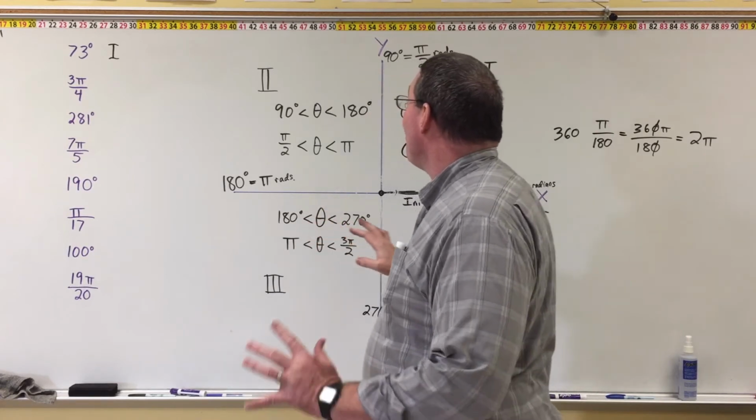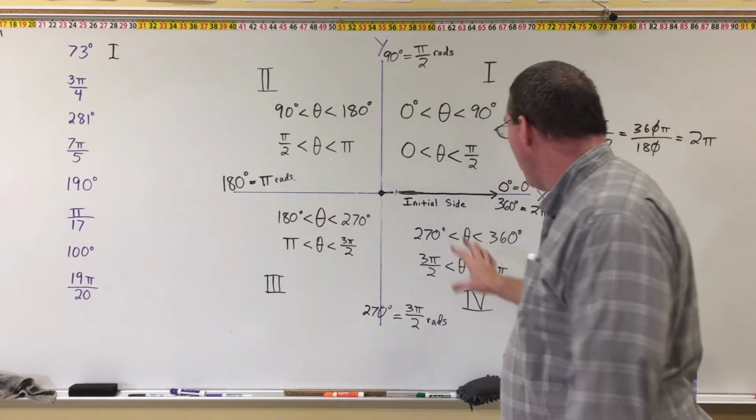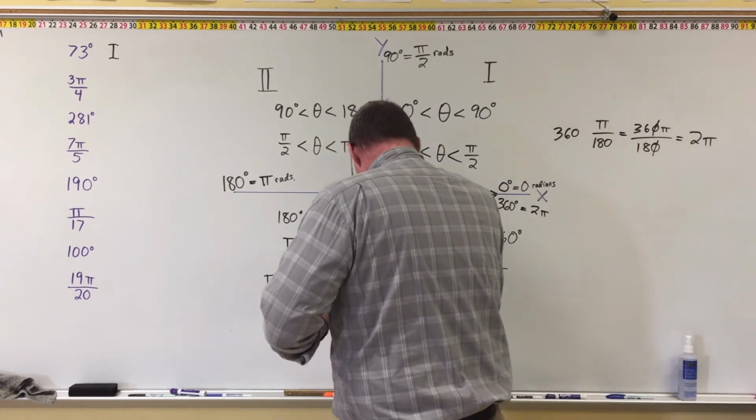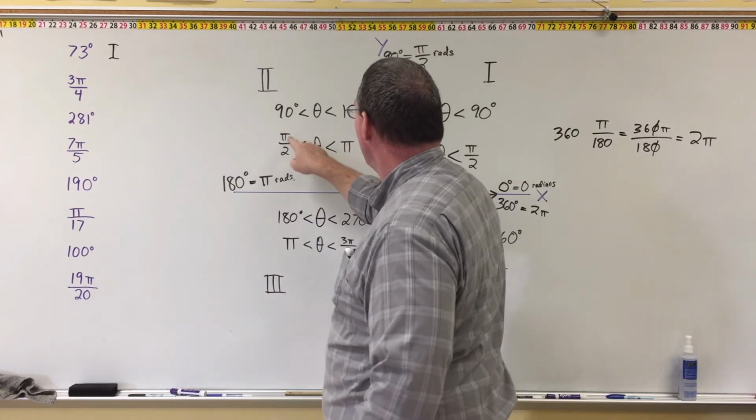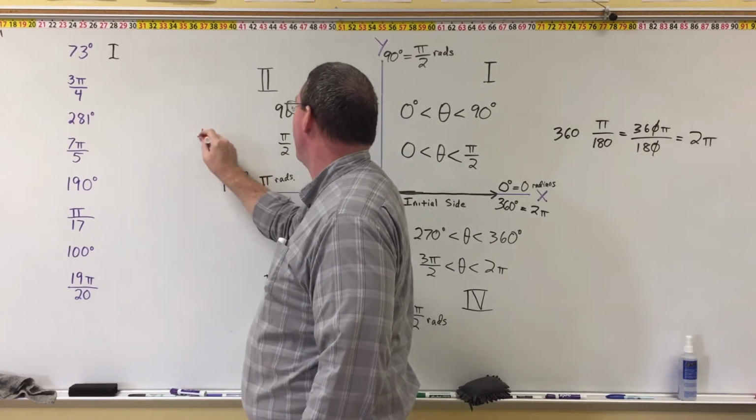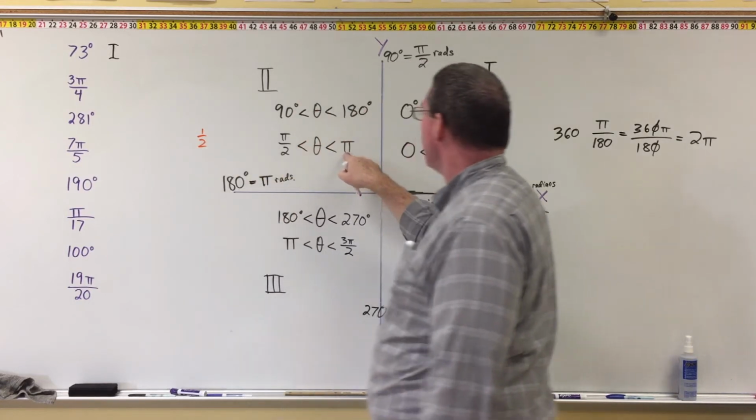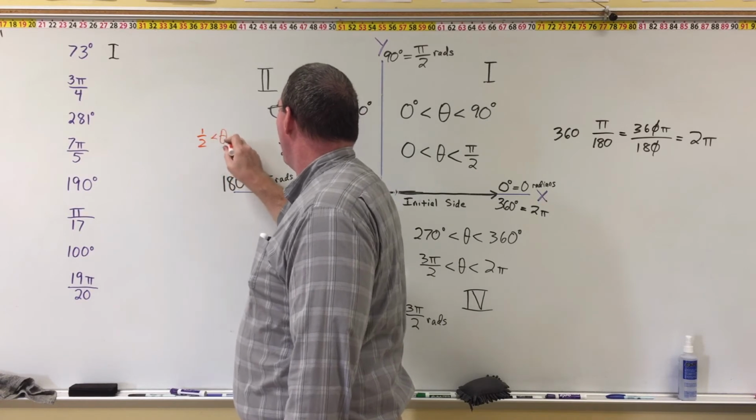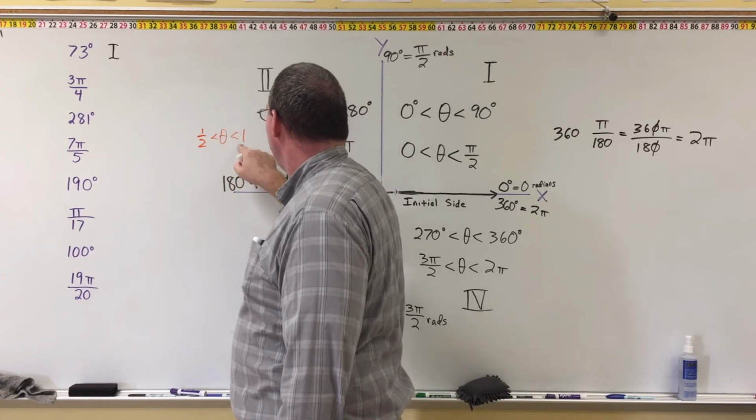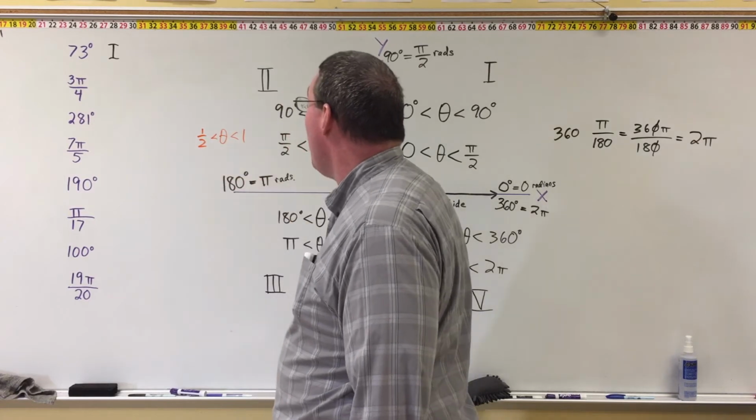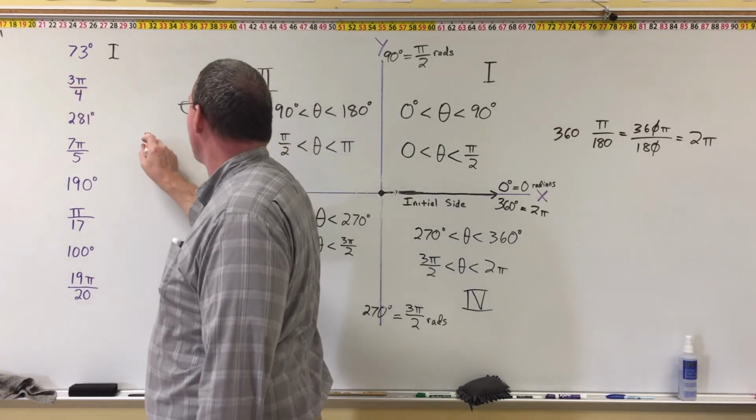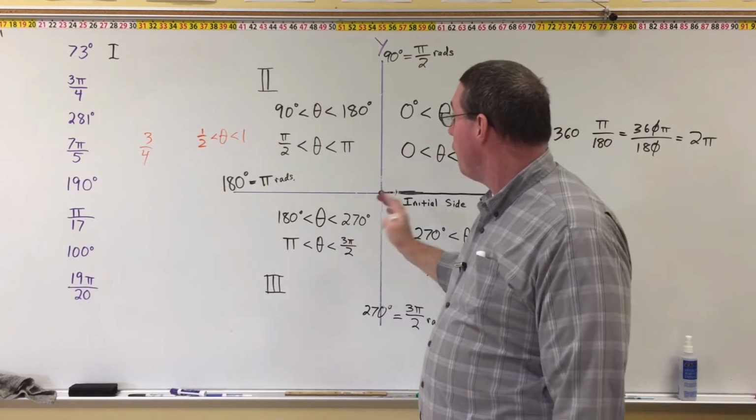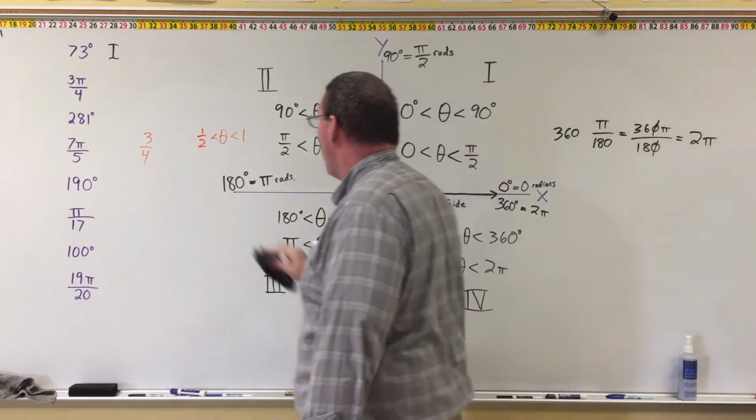Another way you can do it is this. You can ignore the pi. Watch this, because they all have pi in them. If you ignore the pi, this would be 1/2, and this is 1 because it's 1 times pi, right? So another way of thinking about it is that if the theta angle without the pi is between 1/2 and 1, well, what's this without the pi? That's 3/4, right? Isn't 3/4 between 1/2 and 1? Yes, therefore it is in the second quadrant.